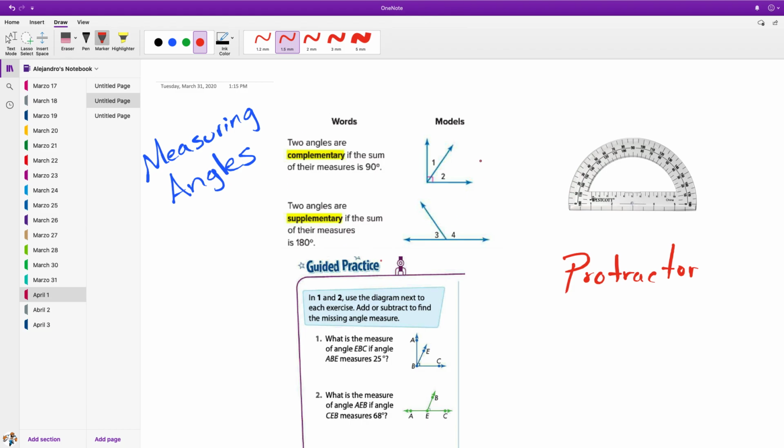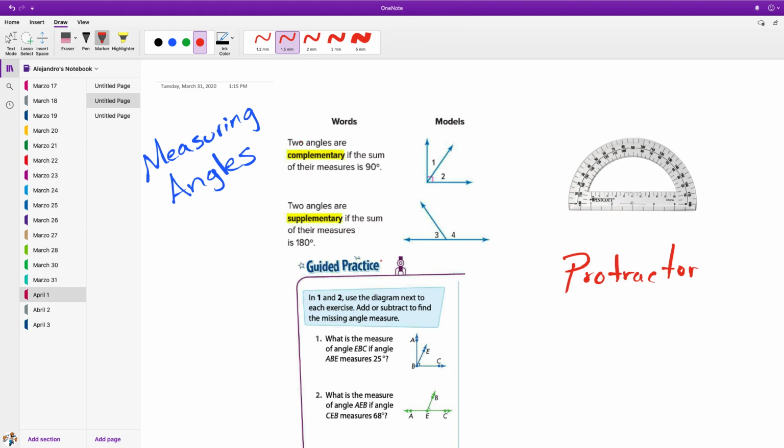So if you want to go back and see it again, or if you want to pause the video, it is up to you. Just remember that you're going to need this for the test. Okay, so today you need to know those 2 definitions, complementary and supplementary.